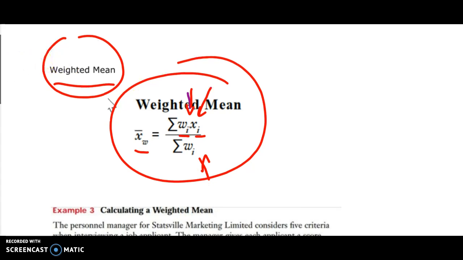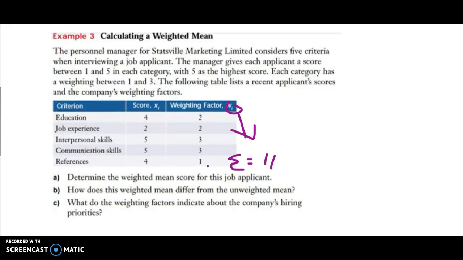So let's make sense of that with an example. Here's a situation: somebody is looking at a job applicant, and you grade them in these areas: education, job experience, interpersonal skills, communication skills, and references. When you're done, these are the scores, between 1 and 5.